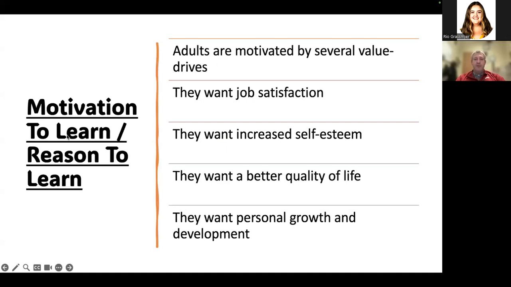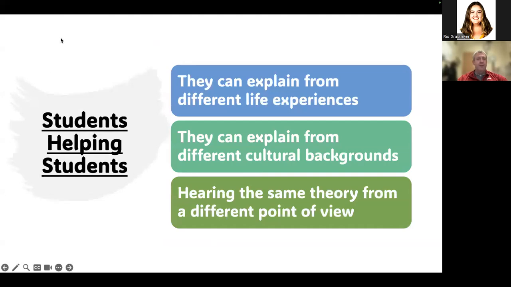The motivation here, adults are motivated by several values and are very, very value driven. They want to be there. They want to know why they're there as well. They want job satisfaction. One of the best things is to create a little bit of drive in your classroom. Allow them to, hey, let's see who can do the highest on this or the best at that. Create some competition. They need that satisfaction. They want their increased self-esteem, better quality of life, and they're going to get this through education. Education is the basis of all quality of life, and we should be encouraging this. And they want this personal growth. Again, this is where we get so helpful here for these folks.